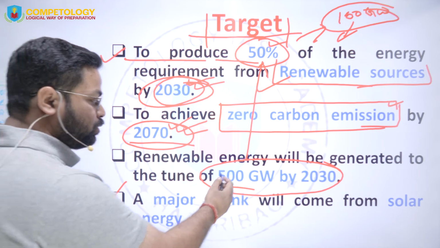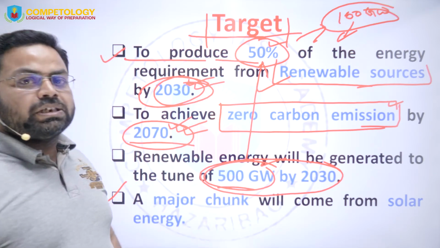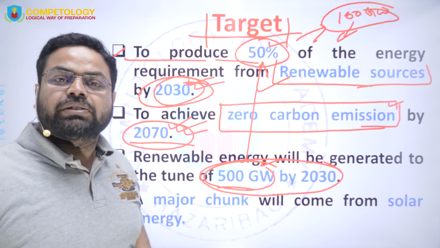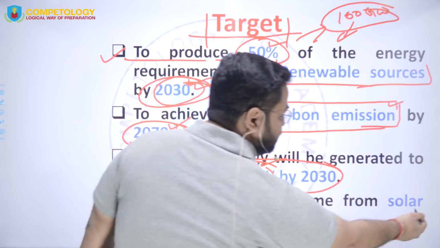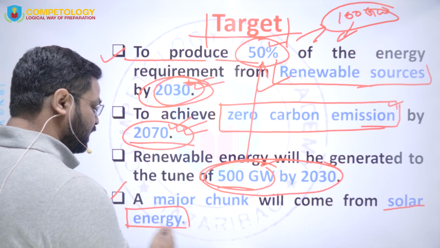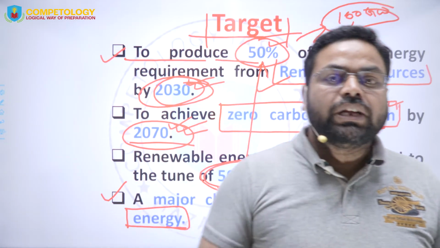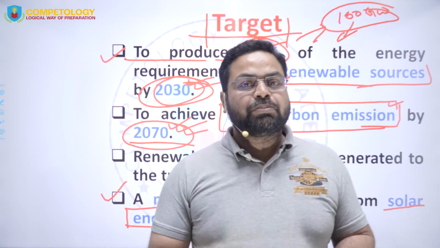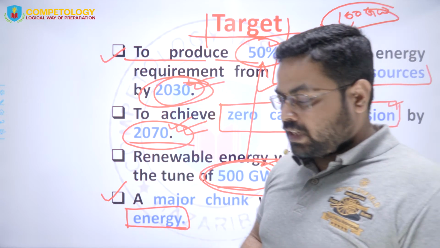And in this also, a major chunk of the energy out of this 500 gigawatt will be produced from solar energy sources, right? And that is why we should discuss the waste that is being generated by the PV waste, photovoltaic waste, and the management for that waste.